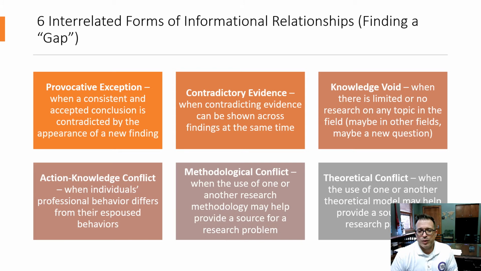Methodological conflict, when the use of one or another research methodology may provide a source for a research problem. So this is the perfect example for Shakespeare nowadays. You might have papers that look specifically at women characters, or non-white characters, or look at archival features of different versions of Shakespeare's plays over time based on the different eras in which they were produced. Those are all different methodologies for approaching the same text, as in group of texts, right? And they can each lead to a different way of looking at the problem.